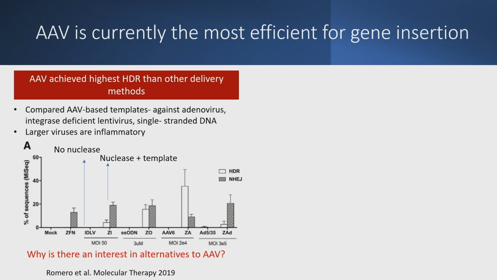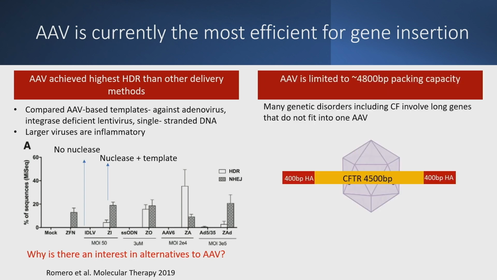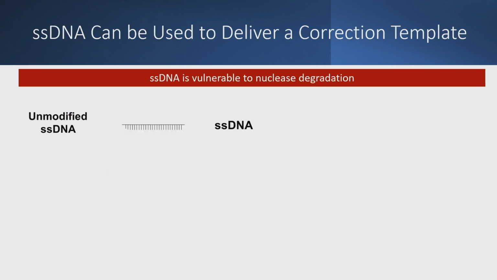So if AAV is so efficient, why are we interested in other alternatives for AAV? One reason is that AAV is limited in its packaging capacity. It's limited to about 4,800 base pairs, and many genetic disorders, including CF, involve long genes that don't fit into one AAV. So what's an alternative? As I mentioned earlier, single-stranded DNA can be used to deliver a correction template. Single-stranded DNA is vulnerable to nuclease degradation, however.